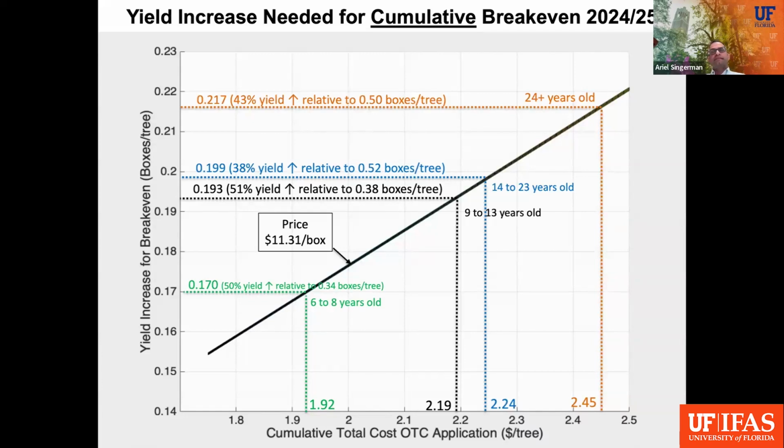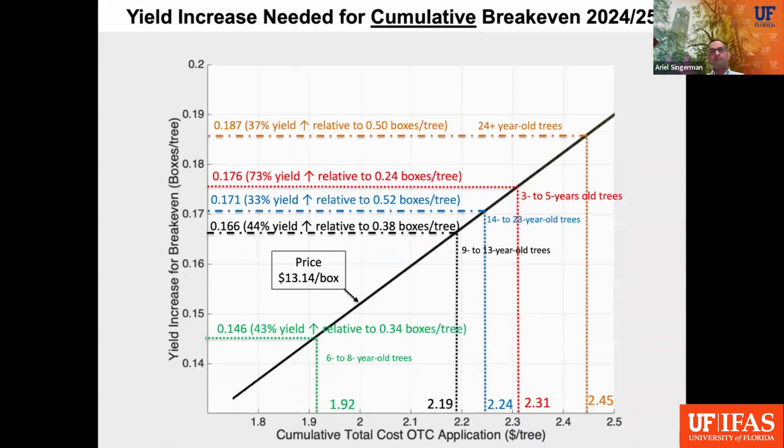Now, again, this is assuming that the price in real terms will stay unchanged, so that will be $11.31 per box. But of course, if price were to increase, all of the estimates for the yield increase needed for break-even would need to be lower, and so will the percentage increase relative to this past season average for each tree age group.